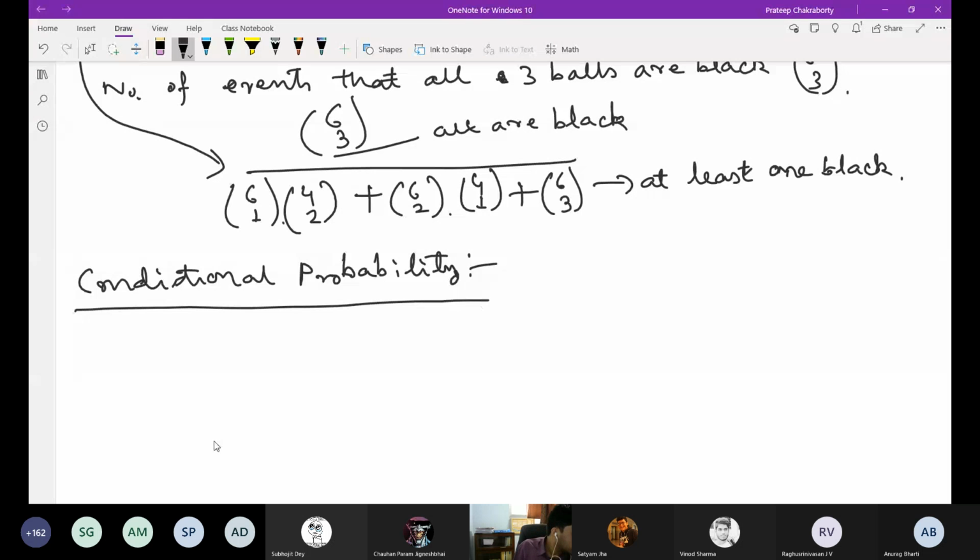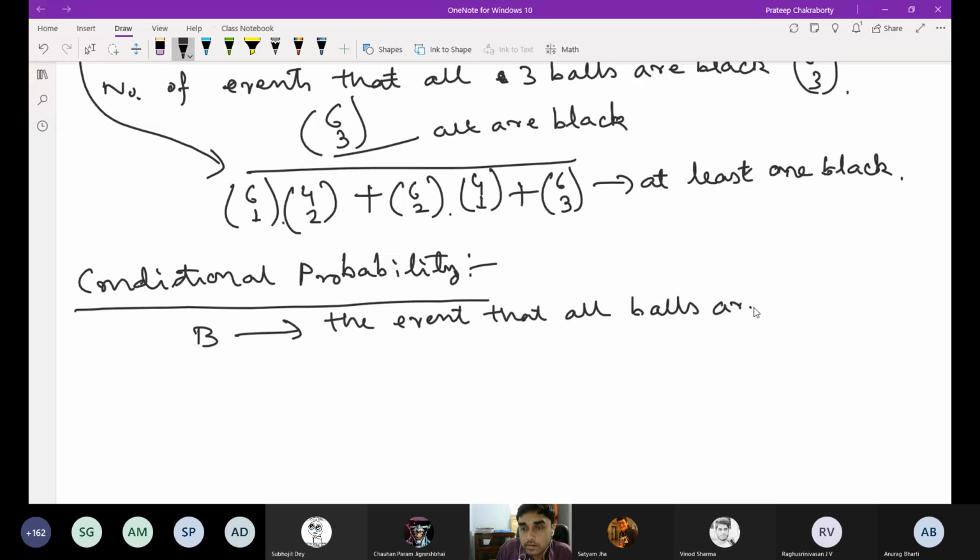So B is the event that all balls are black, and A is the event that at least one of the balls is black.